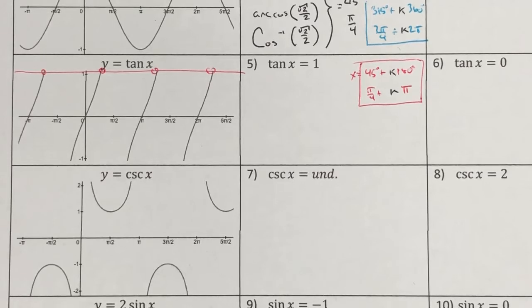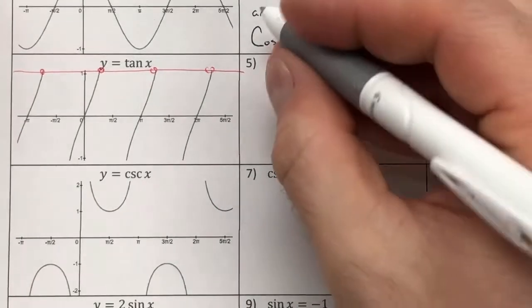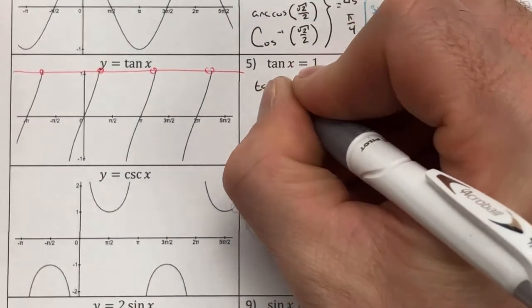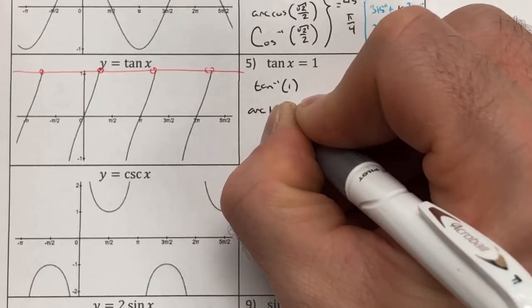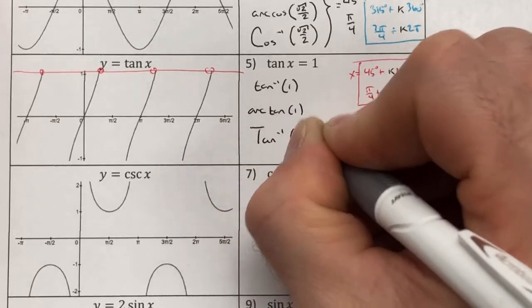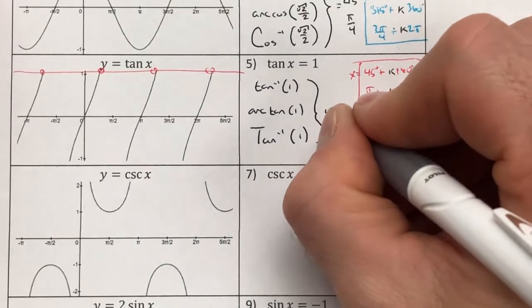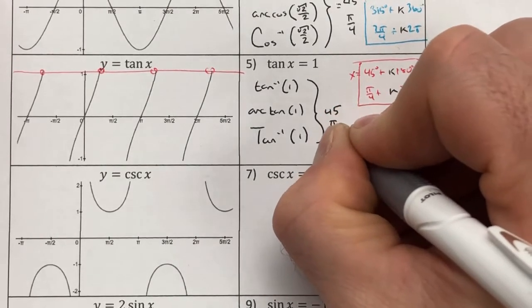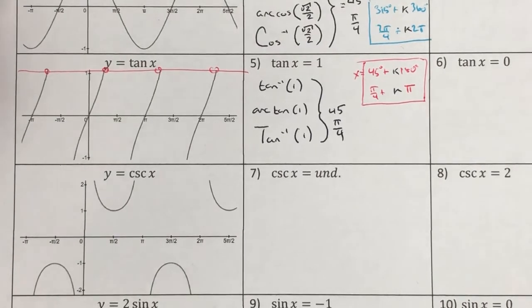The other thing is if I wanted to figure out what those values were, I could say, okay, let's plug this into the calculator as either the inverse tangent of 1, the arctangent of 1, or the capital tangent inverse of 1. All of which, when you plug them into the calculator, will give you an answer of 45, or pi over 4. Awesome. So let's see how we did.